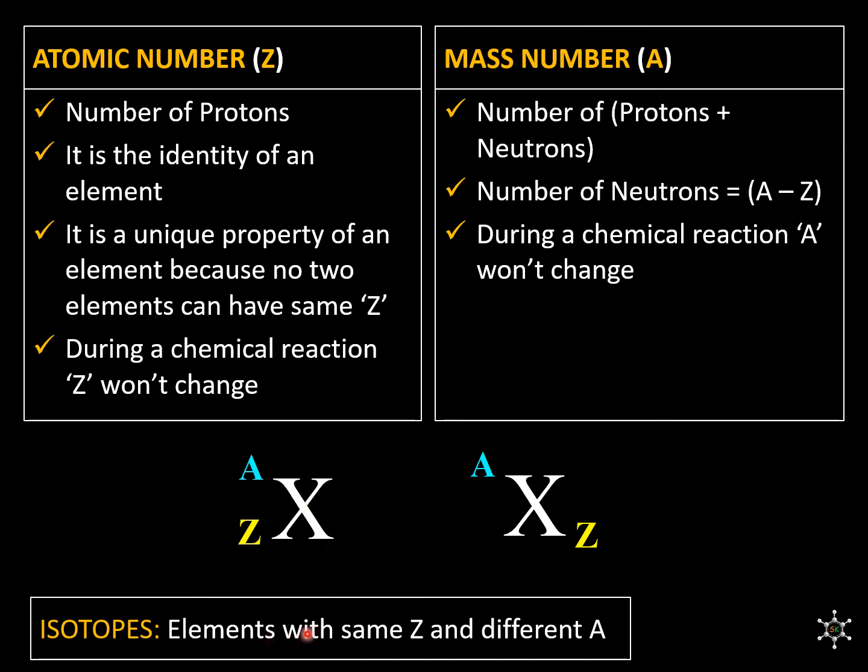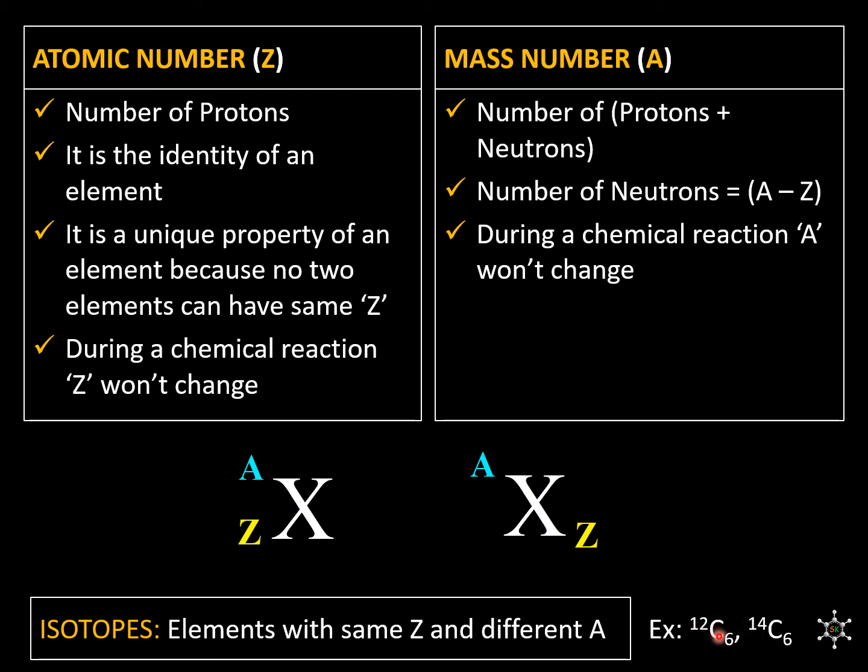Isotopes means elements with the same Z and different A. Same Z means the number of protons remains the same. Different A means two isotopes will have a different number of neutrons in them. Example, carbon 12, carbon 14.